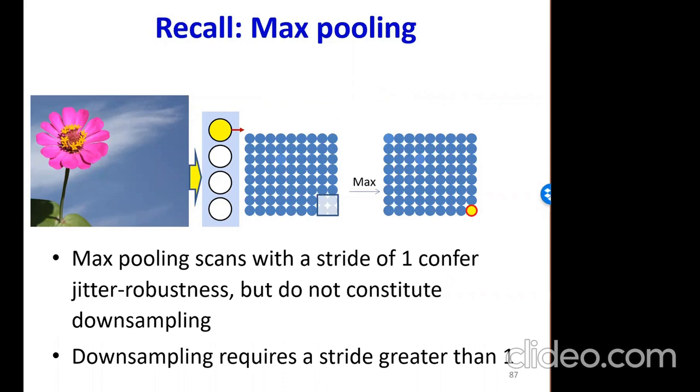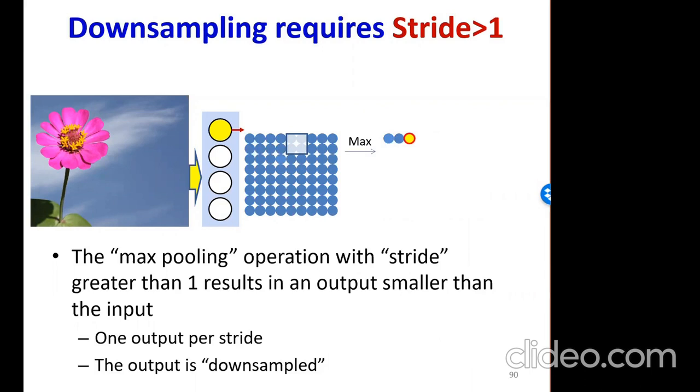Now, the simple max pooling operation doesn't actually give you downsampling. These are independent operations. Simple max pooling won't give you downsampling. To downsample, you're going to require a stride greater than 1, like so. And this is actually going to give you an output that is smaller than the input by some factor. In other words, the output is downsampled. So here's the pseudocode for max pooling.